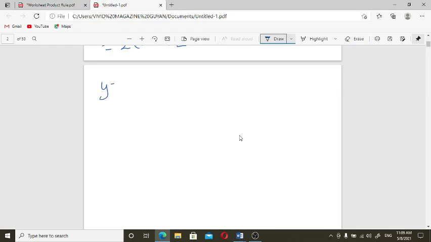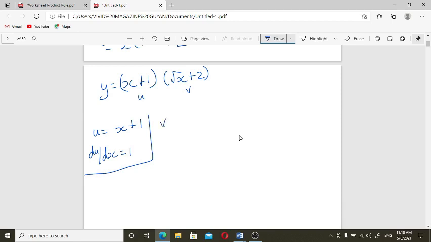So y is equal to (x plus 1) times the root of (x plus 2). So this is my u and this is my v. So u is equal to x plus 1, so du dx is equal to 1. And v is equal to the root of x plus 2, which I can now write as (x plus 2) to the half. So dv over dx is equal to half (x plus 2) to the minus a half. And of course, the original constant is 0.